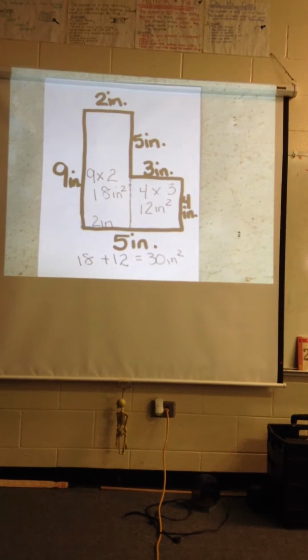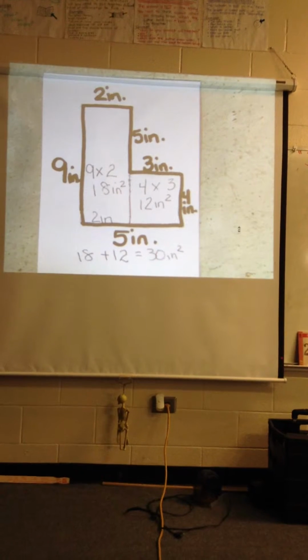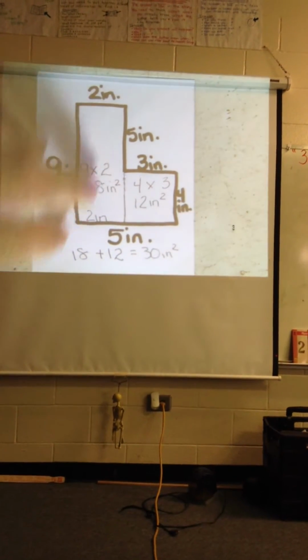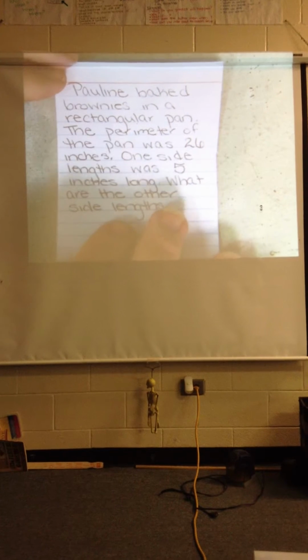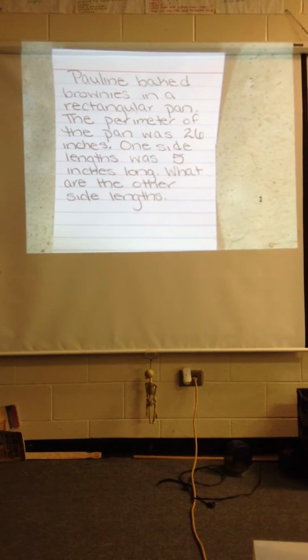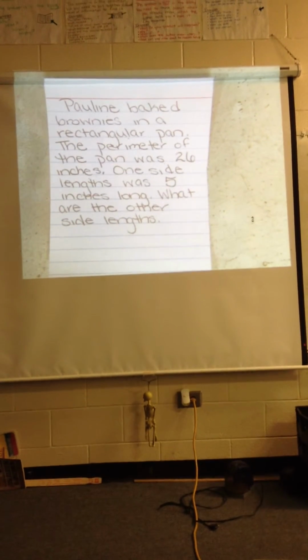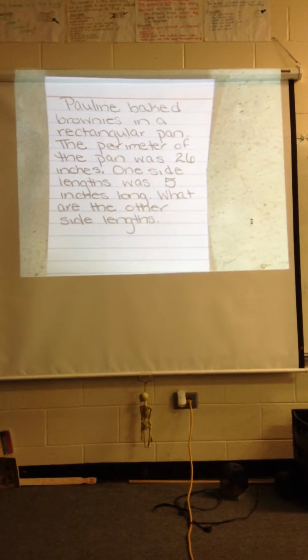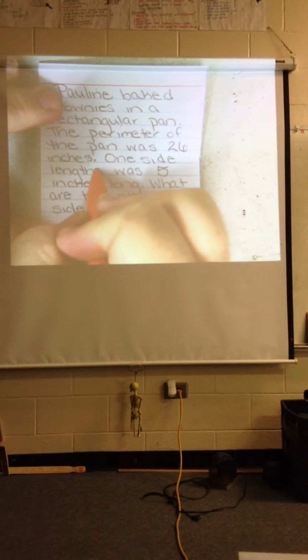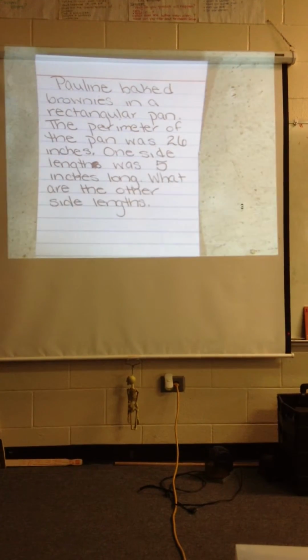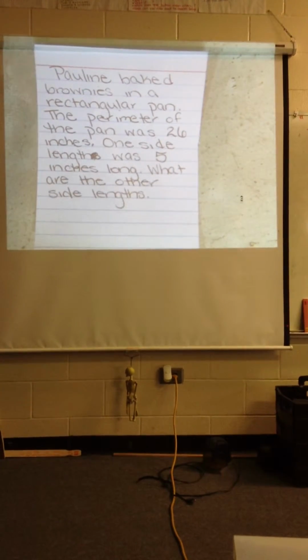There is one more problem that we have gone over in class on finding area. This problem is if you have the perimeter and one side. So let's look at a type of problem. Pauline baked brownies in a rectangular pan. The perimeter of the pan was 26 inches. One side length was 5 inches long. What are the other side lengths?